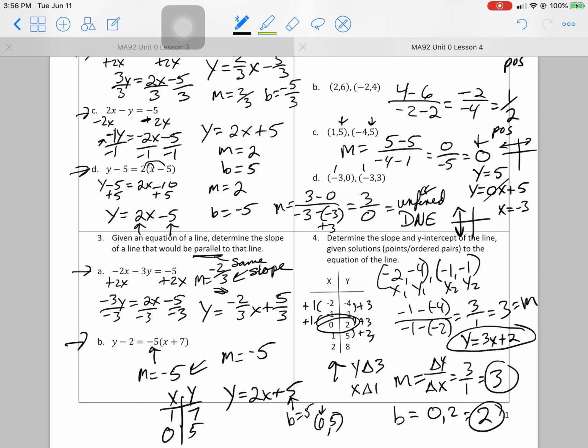I know that's a lot, but that's a review of all the Chapter 2 information at the beginning of the chapter, okay? We'll do the next one on the next slide.